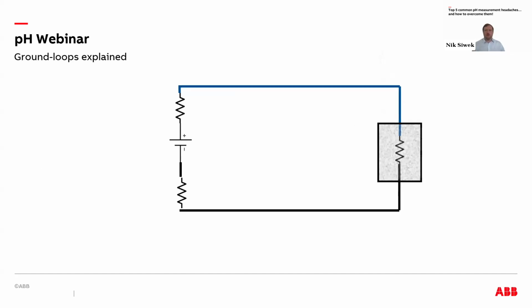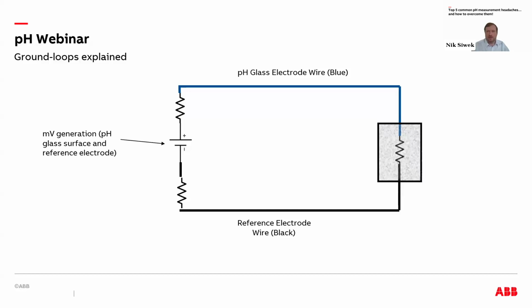So one good way to look at it is as a circuit diagram. If people are familiar with how circuits work, this illustrates from an electrical standpoint how a pH sensor operates. On the top side, we have basically the pH glass wire, and that measures the output of the pH glass. On the bottom, you have your reference electrode wire, and then you have your millivolt generator on the left side. This is the millivolts generated from the sensor based on pH changes.